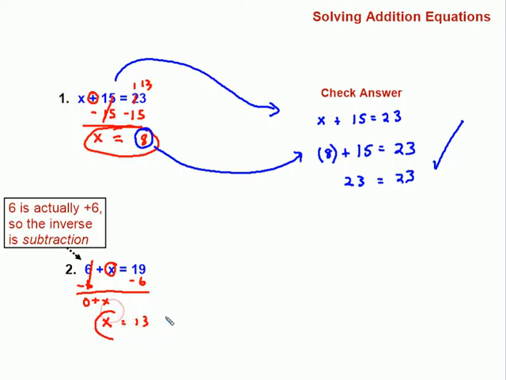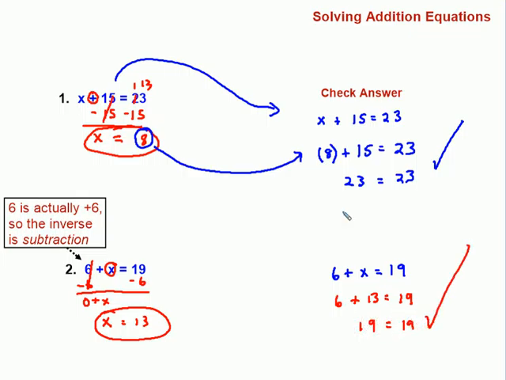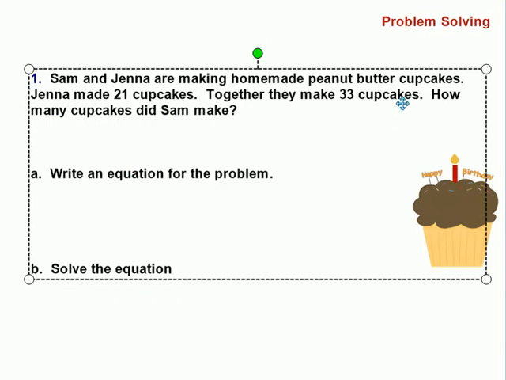So let's check our answer. Start with our original equation, 6 plus x is equal to 19, and plug in 13 for x. And we get 6 plus 13 is equal to 19. And is that true? Well, this is 19, and that's 19. We're correct. Now let's take what we've learned and use it to solve a problem.